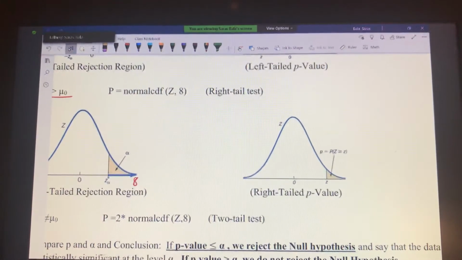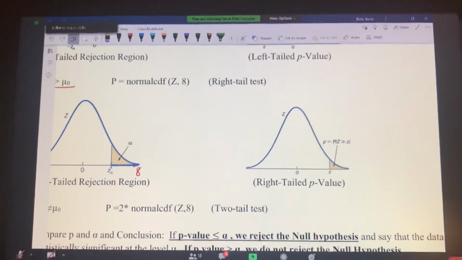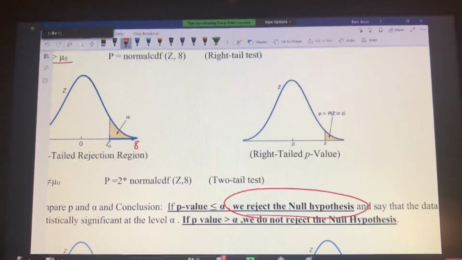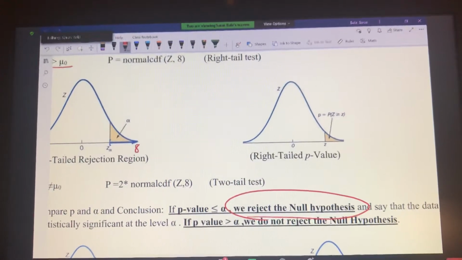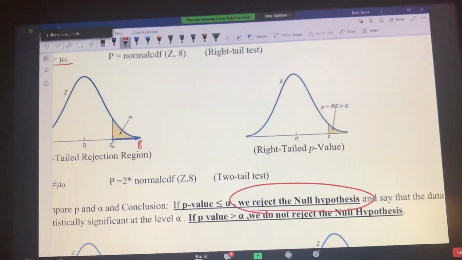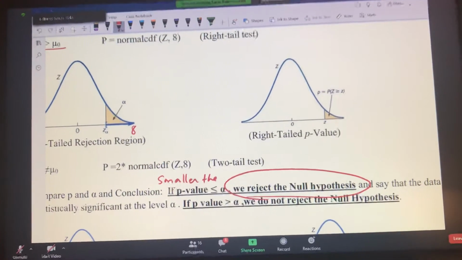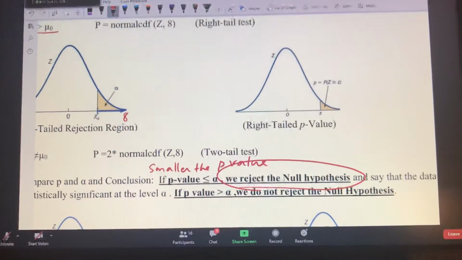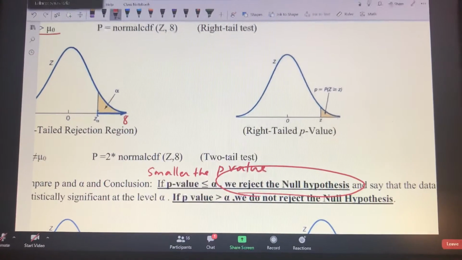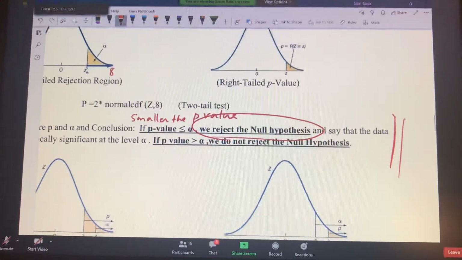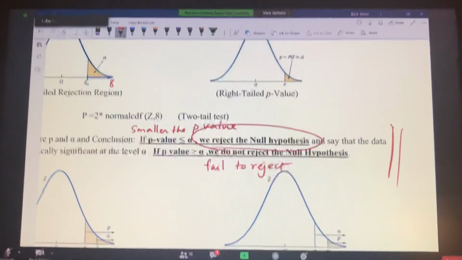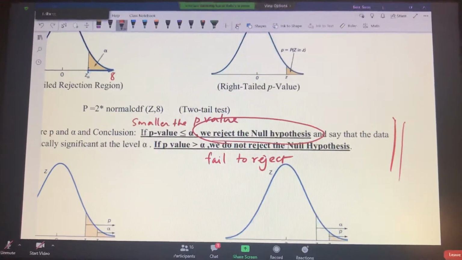So in both cases, my conclusion is whether to reject the null hypothesis or to accept the null hypothesis. Again, the smaller the p-value, I am rejecting my null hypothesis. The smaller or less likely the probability value, I refute my null hypothesis. The stronger the probability value, fail to reject. You can say fail to reject, or you can also say do not reject the null hypothesis. So this is what is going to be done if you were testing the hypothesis.